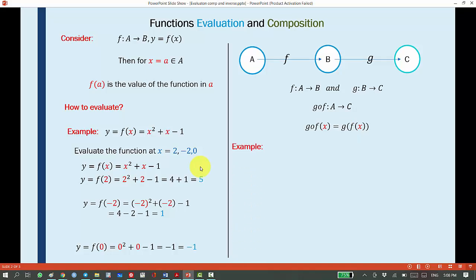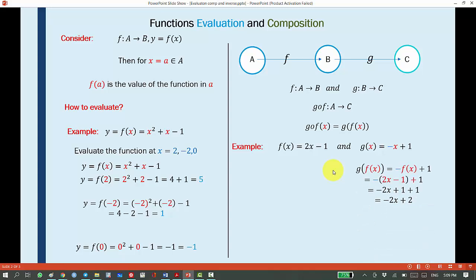Consider functions f of x is equal to x minus 1 and g of x is equal to minus x plus 1. Later on, we will see that the domain and range of these two functions are all real numbers. Therefore, the condition that the range of one of the functions should be the same as the domain of the other function is satisfied here.